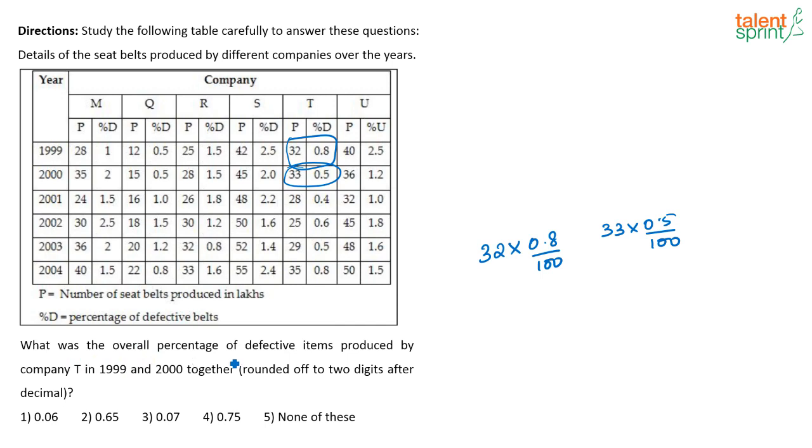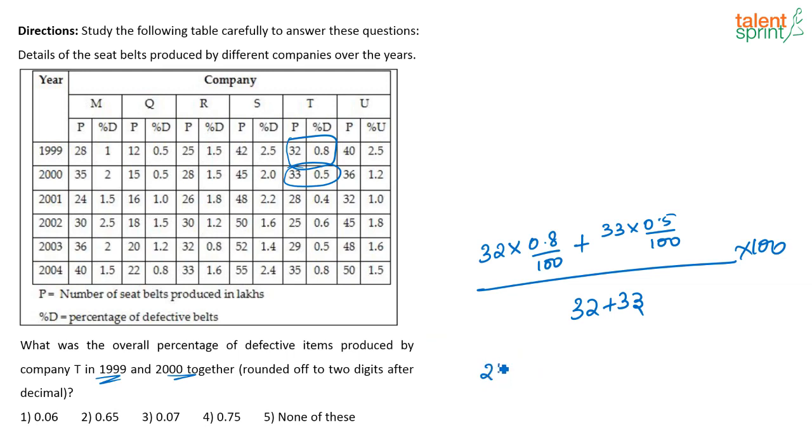What was the overall percentage of defective items produced? So how much was defective in the year 1999 and 2000? So much was defective. Totally how much was produced? 32 plus 33. Here you needn't consider lakhs, because you're just going to find the percentage. So I am just taking 32 and 33 just like that. So what will be the answer? The answer will be 32 into 0.8 plus 33 into 0.5, by 100, divided by 65.